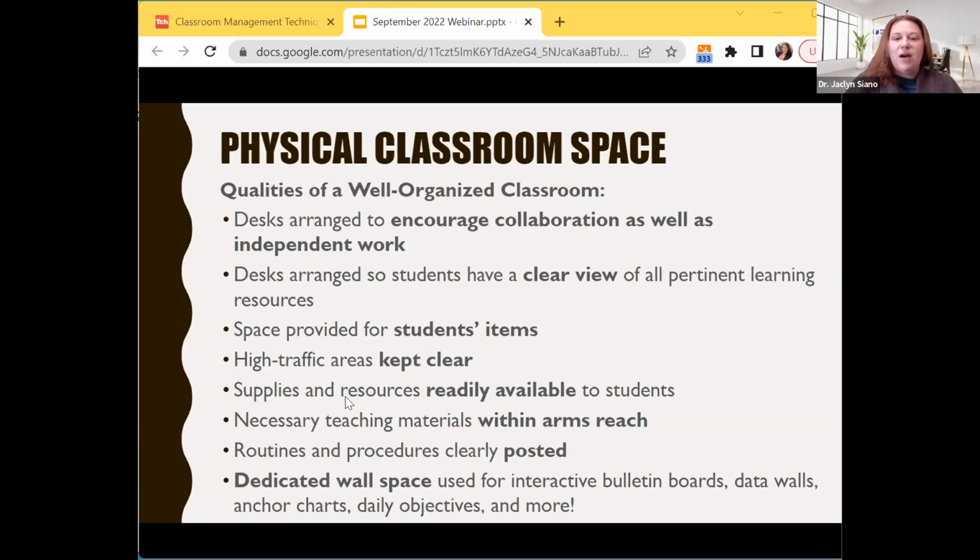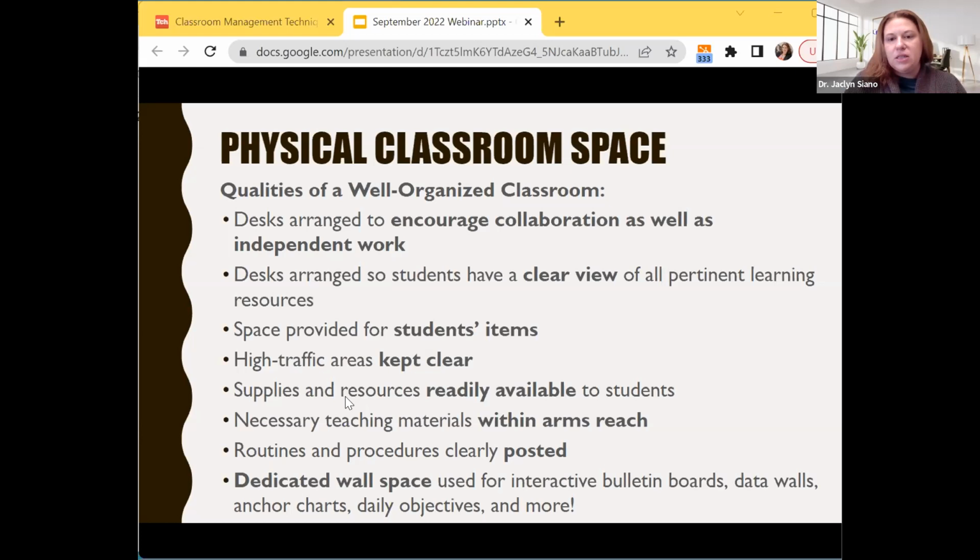So coming off of that, routines and procedures, which we're going to talk about shortly, are clearly posted. Again, wherever students have line of sight, we don't want them in the back corner. If everybody's back is going to be to them, then that's not a helpful place for them to be. And then we have dedicated wall space, and that can be for anchor charts, that could be for word walls, that could be for your objectives.